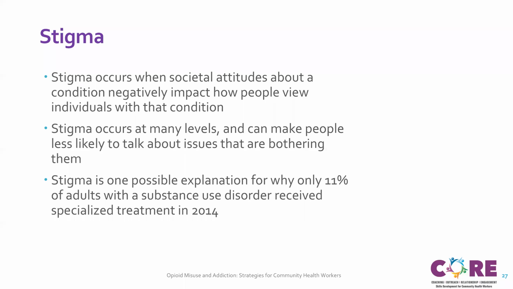Another thing that I don't want to just leave out is stigma. So stigma occurs when societal attitudes about a condition negatively impact how people view individuals with that condition. It's often really difficult to even talk about needing help for a substance abuse disorder. So decades and decades of negative media about drug users has definitely contributed to how people look at those people and them being stigmatized. Stigma helps explain why so few people actually do seek out treatment. This is an estimation that only 11% of adults with substance use disorder received specialized treatment in 2014. So that's just a huge portion of people who aren't seeking out treatment. And stigma is one reason.